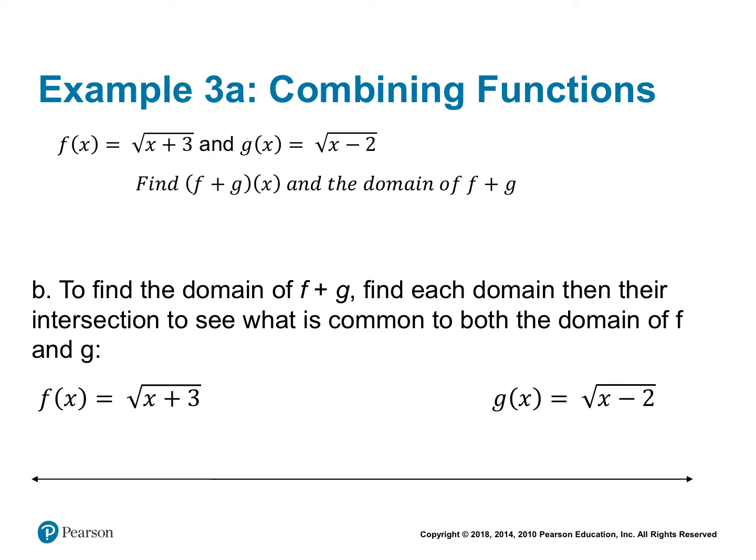Okay, let's try applying that some more. So this time I have f of x is the square root of x plus 3, and then g of x is the square root of x minus 2. So we want to find the sum of those and then find the domain. So first let's find the sum of those and then we'll worry about the domain. So I'm going to take f of x plus g of x.